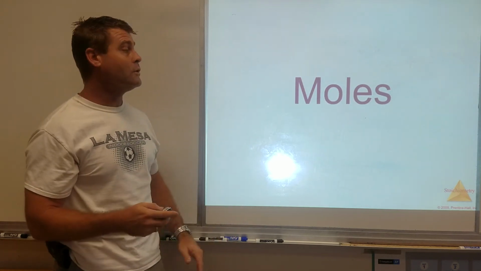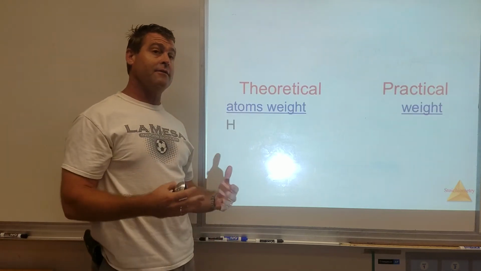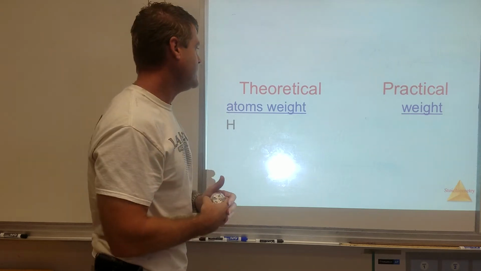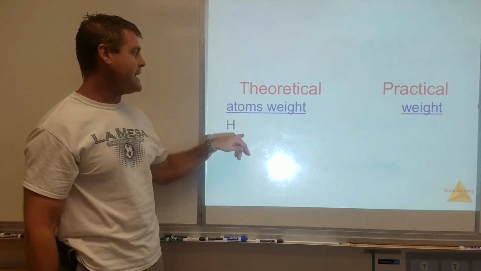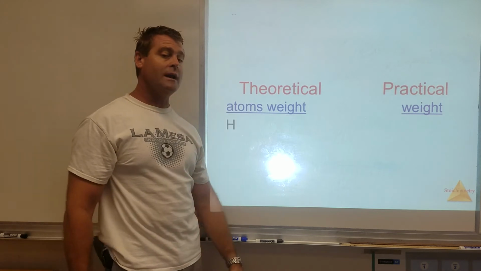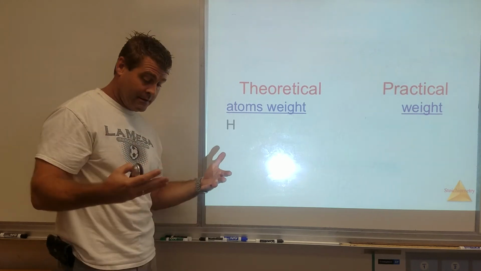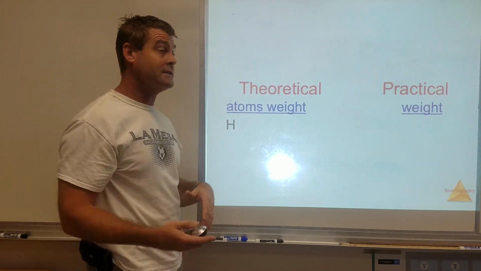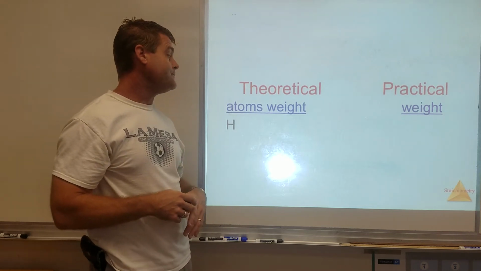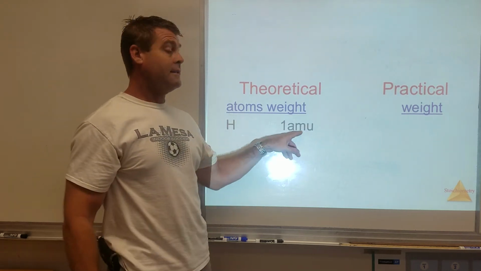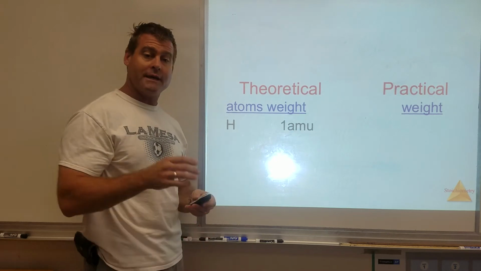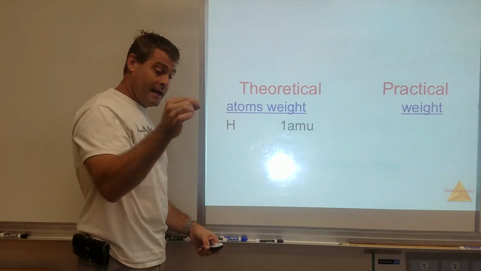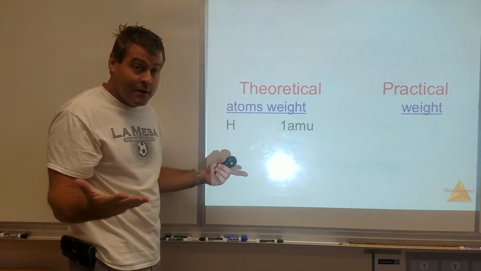But I do want to go over moles again because it's such a key fundamental concept in chemistry. So we'll start with a hydrogen atom, and theoretically, what's the weight of a hydrogen atom? Normally I'd say look at your periodic table, look at the molar mass and you'd see it's 1 AMU. So 1 atomic mass unit. It's theoretical because it's not like we could put a hydrogen atom on a scale and it reads 1 AMU. It's not going to happen.